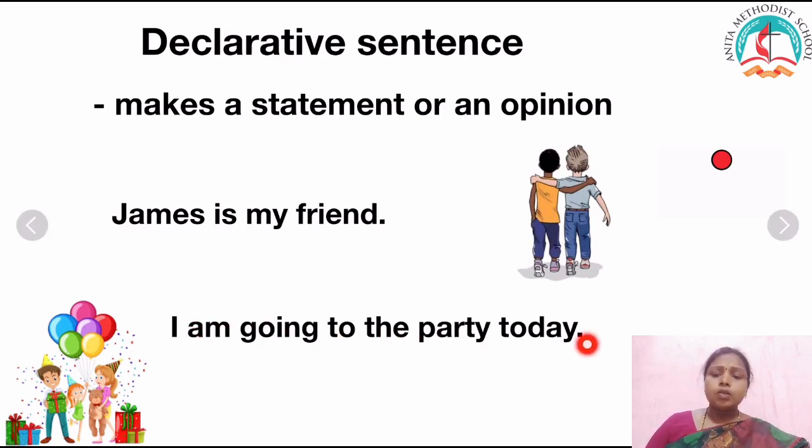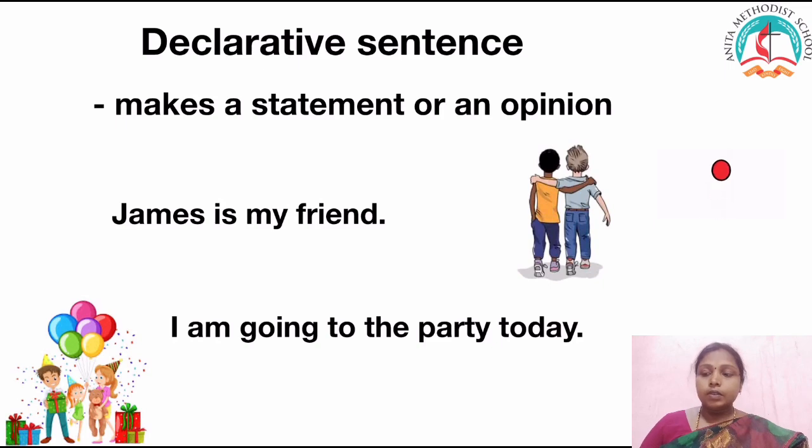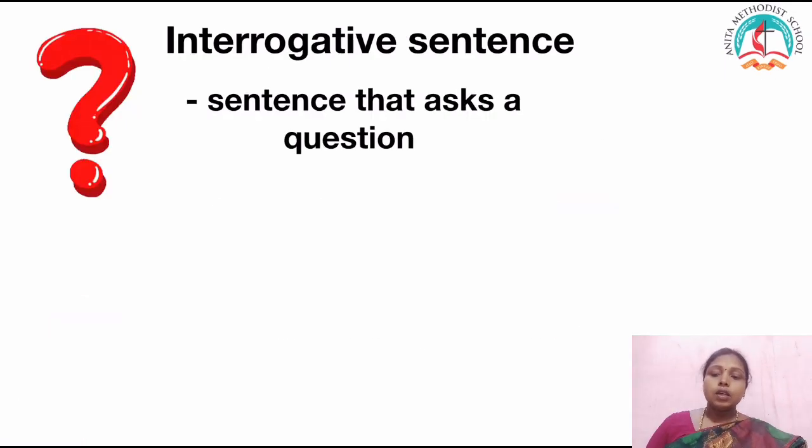Now look at the second sentence. I am going to the party today. Can you see this is a complete sentence? This makes a complete statement, so that's why it is called a declarative sentence. So again I'll repeat, a declarative sentence makes a statement or an opinion, and ends with a full stop. Right? Now let's see the second type.